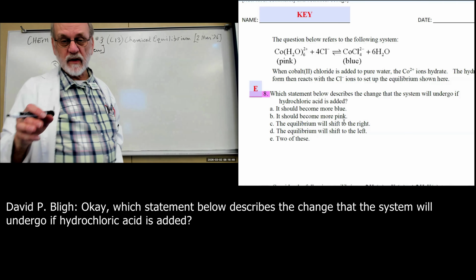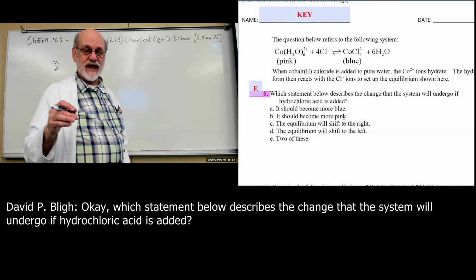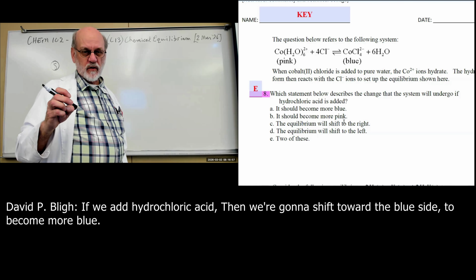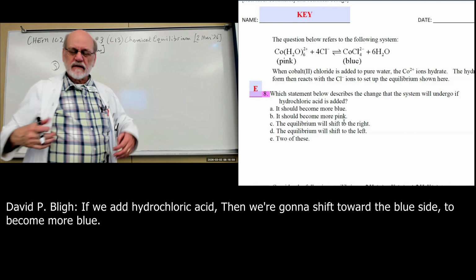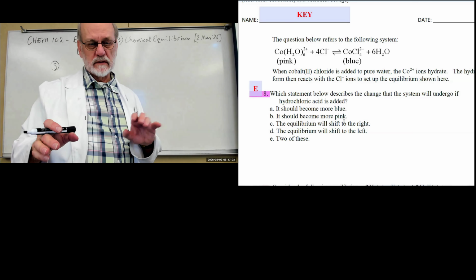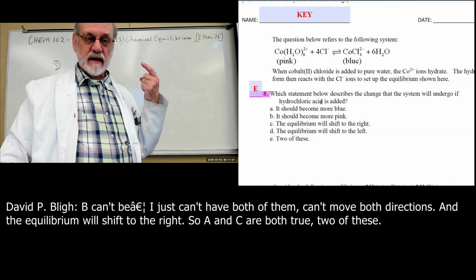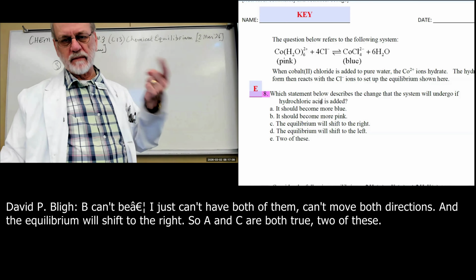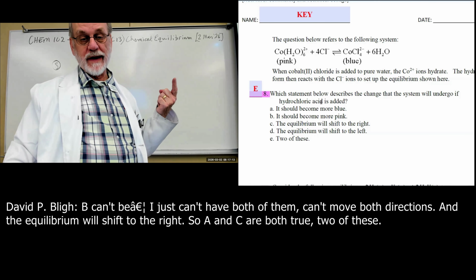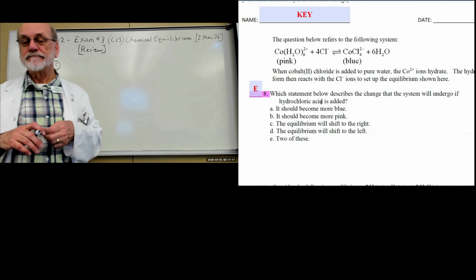Okay, which statement below describes the change that the system will undergo if hydrochloric acid is added? If we add hydrochloric acid, then we're going to shift toward the blue side to become more blue. So A is correct. B can't be, because you can't have both of them. Can't move both directions. And the equilibrium will shift to the right. So A and C are both true, 2 of these.